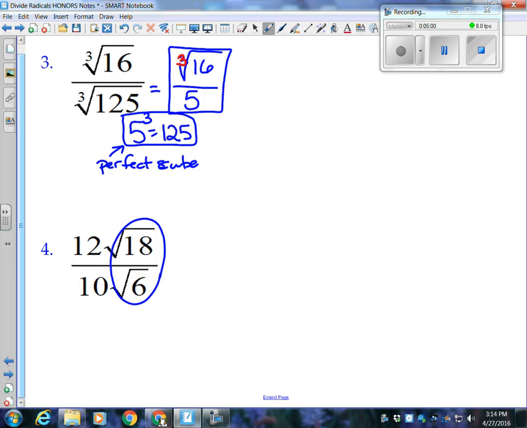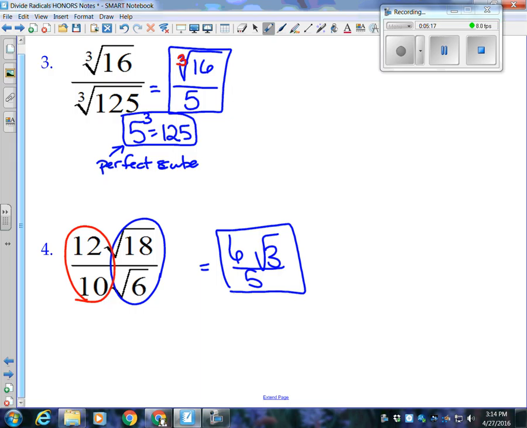So if I divide this part, I'm going to end up with square root with a 3. 12 over 10, this part can be divided. Even though it doesn't divide evenly, it can be reduced. 12 tenths reduces to 6 over 5. No square roots left in the denominator. It is resolved. All right.